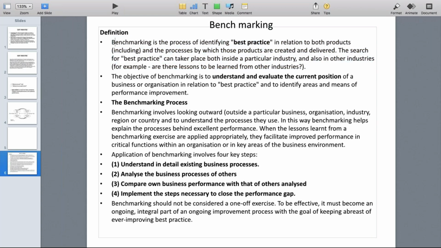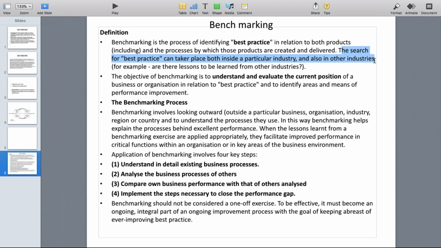Let's see. Benchmarking is the process of identifying the best practice in relation to both products and the processes by which those products are created and delivered. The search for best practice can take place both inside a particular industry and also in other industries. It means looking into other industries, comparing, identifying the gap, research. I gave an example like your friend is getting 2 lakhs. Normally you will automatically see what type of job this fellow is doing, correct? So you are identifying and filling the gap.